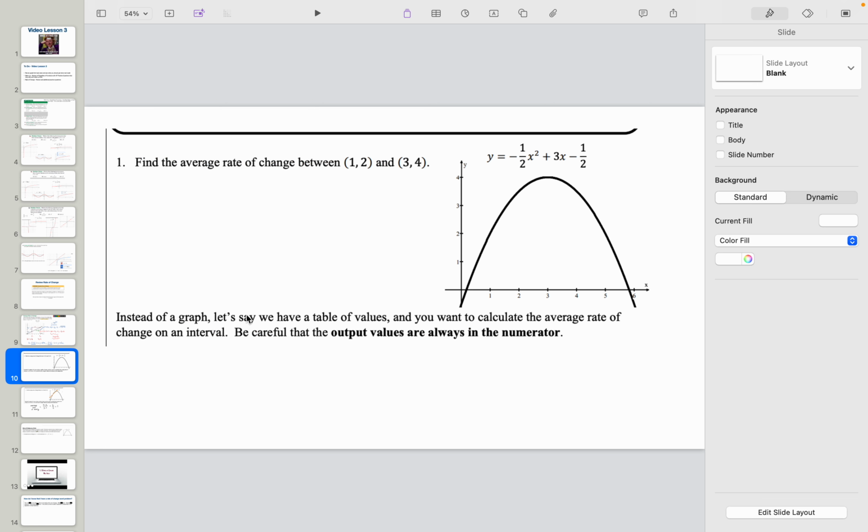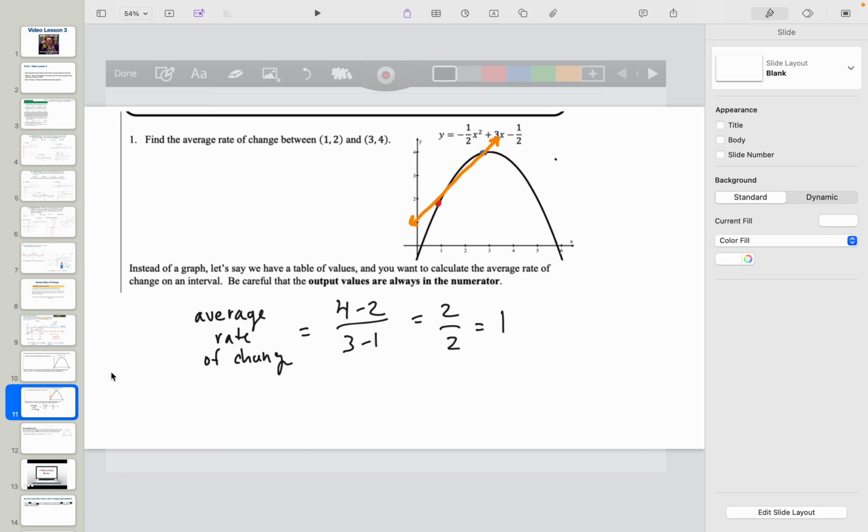All right, so let's see. How can we do that? It says, find the average rate of change between 1 and 2 and 3 and 4. Let's see what you got. You try it, and then I'm going to go over it. So pause the video and see if you can do this, because this is what you practiced this week, and if you cannot, then I'll explain and you'll put it in a different color. So pause now and work on it.